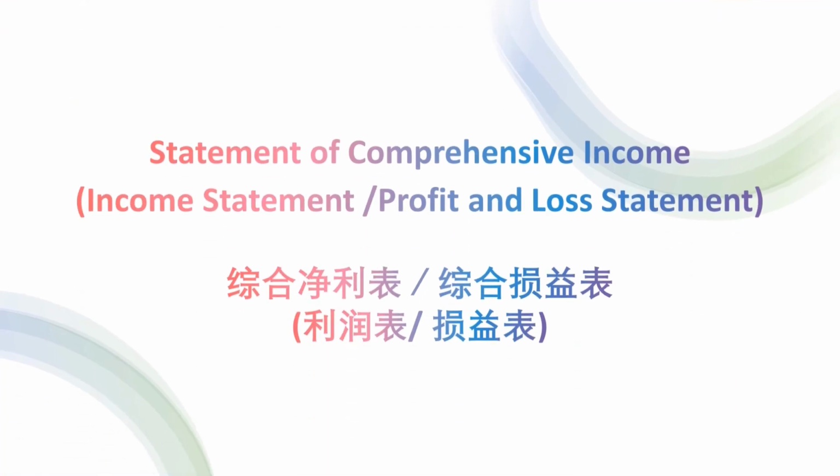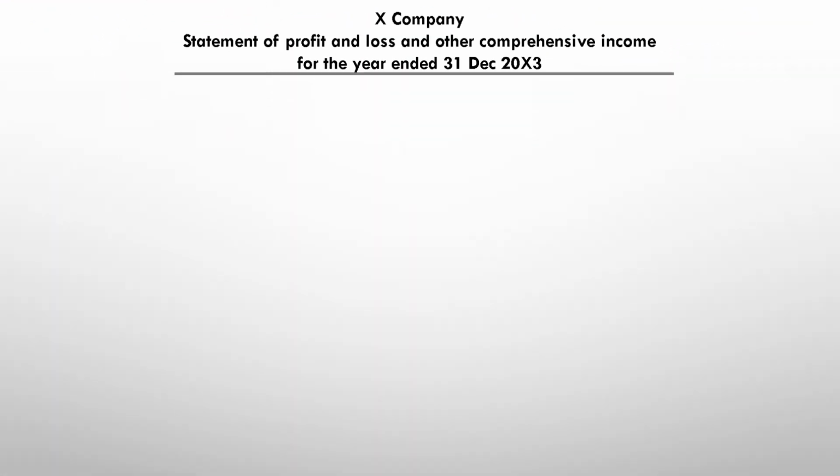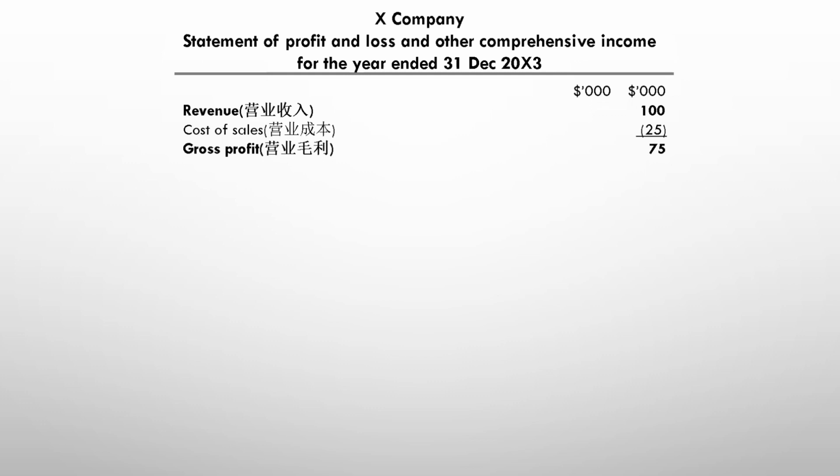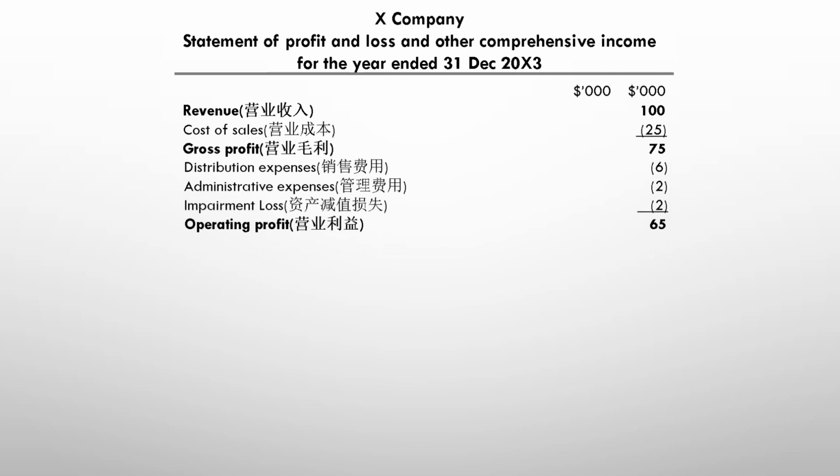Let's go through the first statement. Statement of comprehensive income. Starting with the title. Then, we will begin the statement with revenue minus cost of sales and arrive at gross profit. After that, deduct other indirect expenses like distribution expenses, administrative expenses, and impairment loss. We will then get the operating profit.